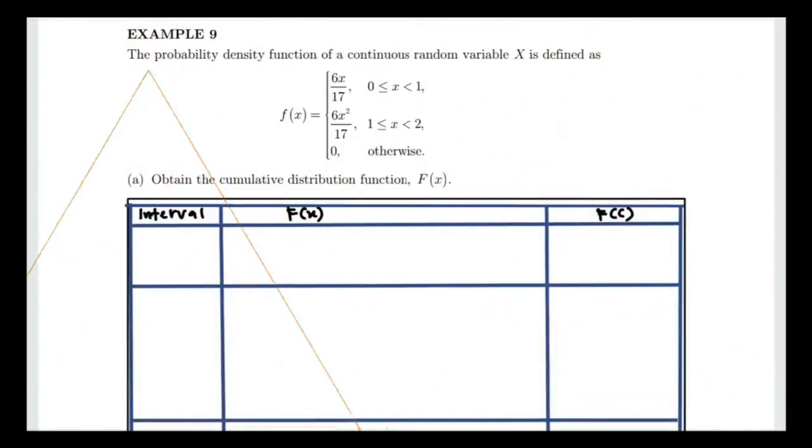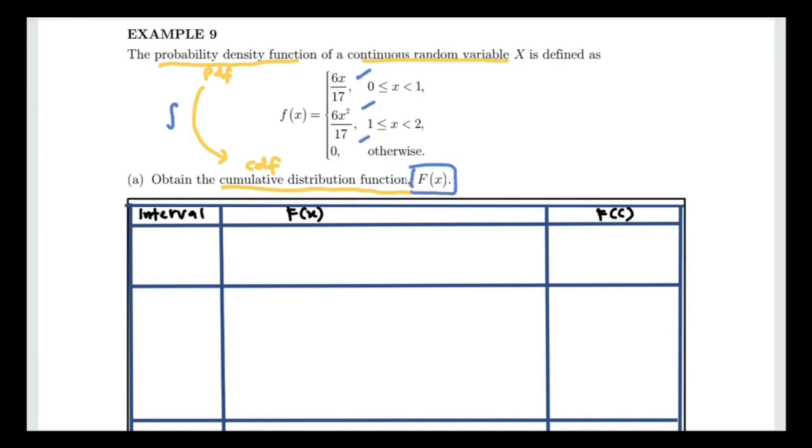Example 9. The probability density function of a continuous random variable x is defined as follows. So you are given the PDF. For part A, obtain the cumulative distribution function. So you need to find the CDF from the PDF. From the PDF to the CDF, you need to integrate every single function listed here in order to find the CDF.